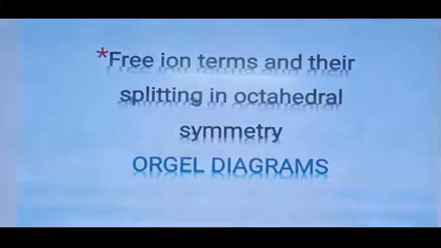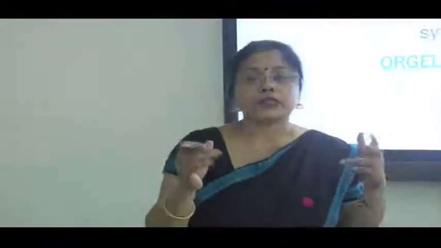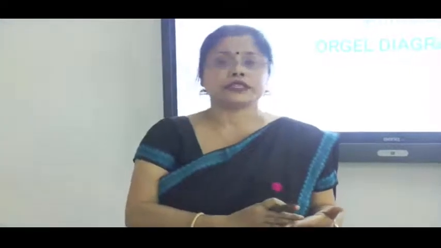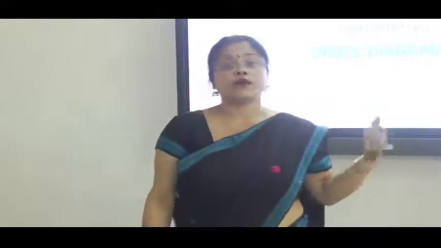Hello everyone. Today we are going to study the topic free ion terms and their splitting in octahedral symmetry, and that means we are going to study the Orgel diagrams. We know that whenever we want to study the bonding in any complex, from the very basic theory we start from the Lewis theory. But the Lewis theory cannot explain every fact, so we have to go to higher theories, that means modifications of Lewis theory, in the form of either valence bond theory or crystal field theory.